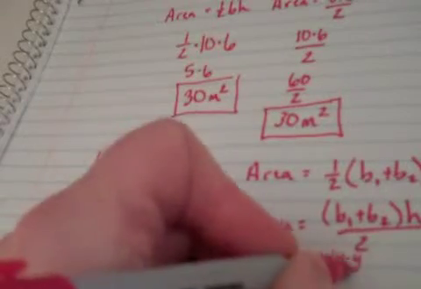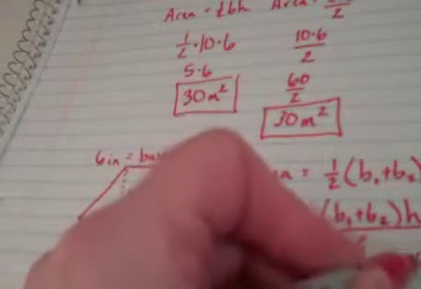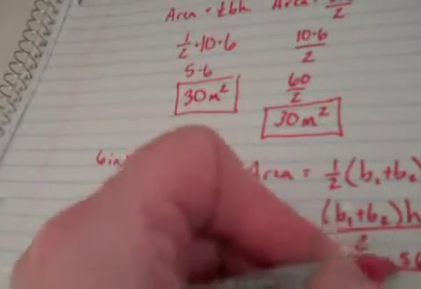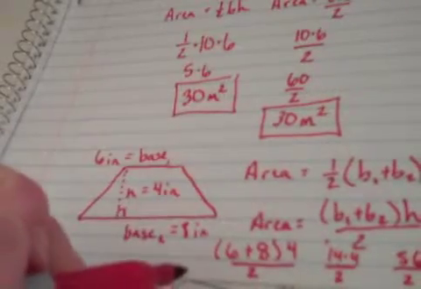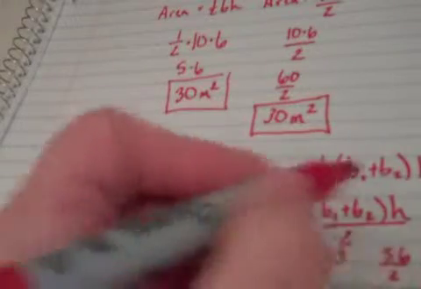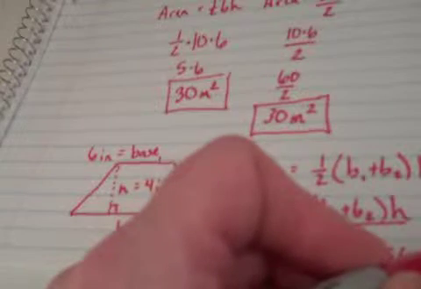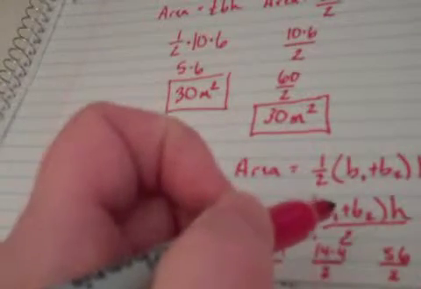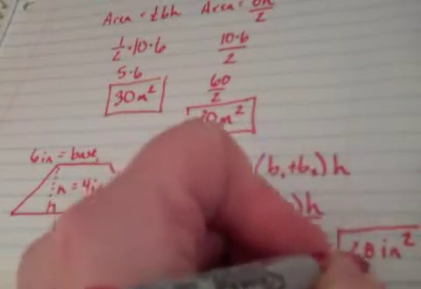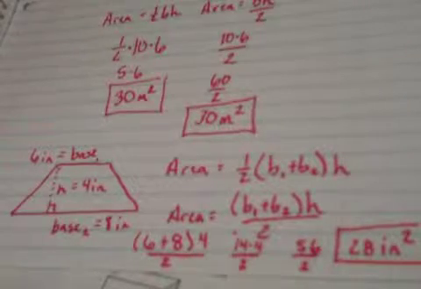So now I have 14 times 4. Divide by 2. 4 times 4 is 16. Carry the 1. 4 times 1 is 4, plus 1 is 5. So now I have 56. Divide by 2. 2 goes into 5 twice, leaving 1. 2 goes into 16 8 times, so 56 divided by 2 is 28. But again, I have to remember that my label is in units squared, so this will be inches squared, and that is the area of my trapezoid. You now need to find the area of your trapezoid.